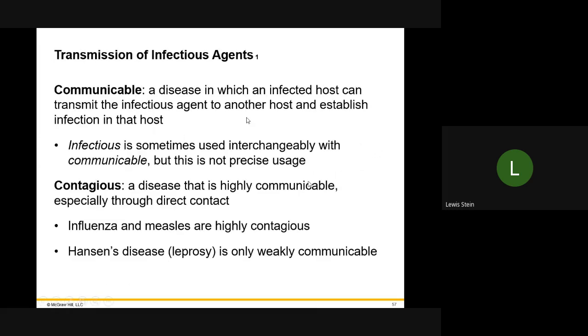The idea of being communicable: a disease which an infected host can transmit to another host. Okay, it's not necessarily interchangeable with infectious. Communicable means the capability of spreading it. And I told you that anecdote about polio. They began to shun people with polio because they thought it was, quote, catchy, was the terminology we used to use. It is not. It came from the water.